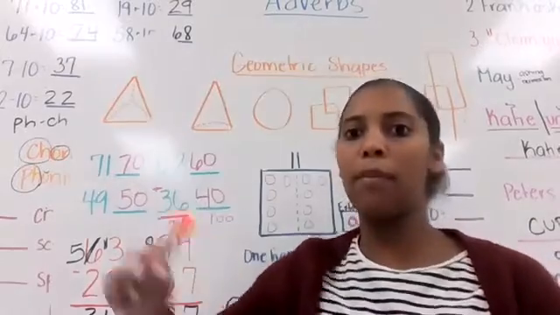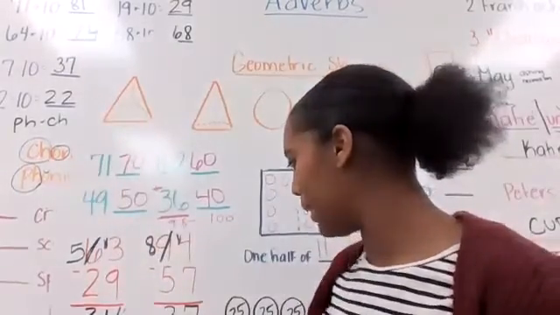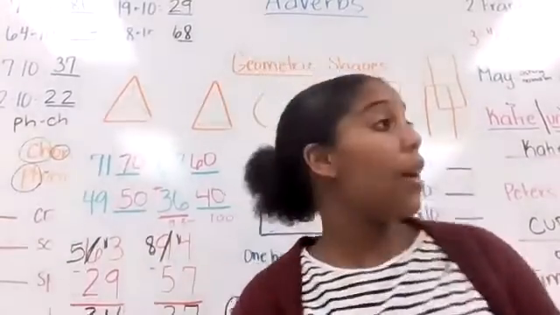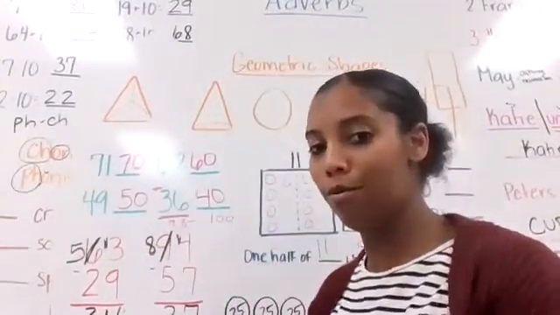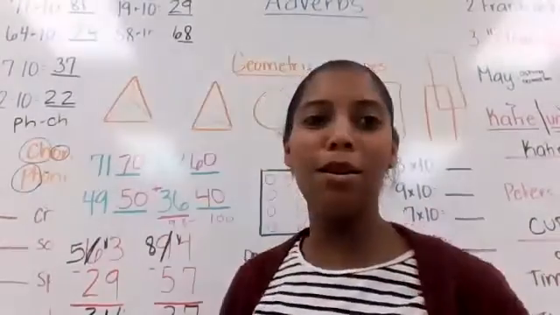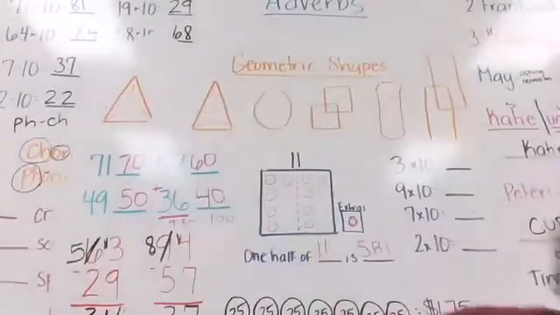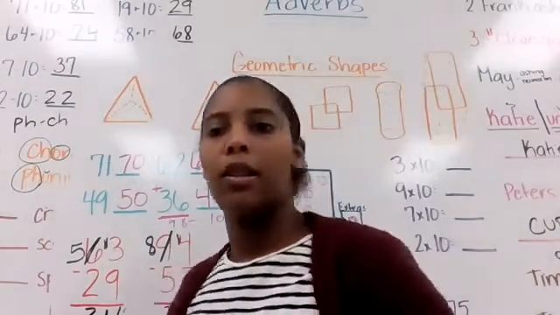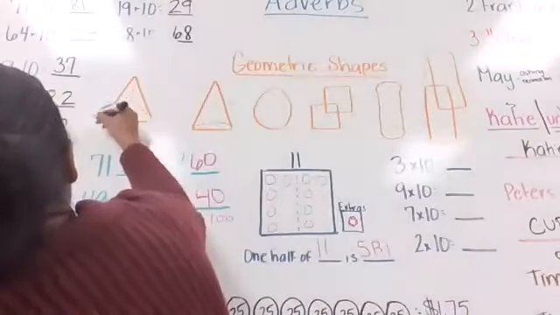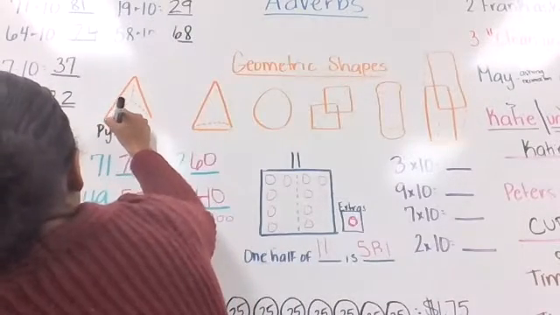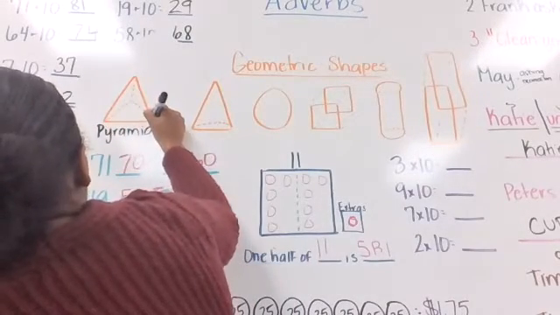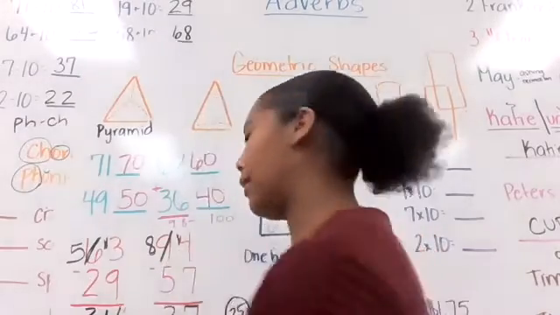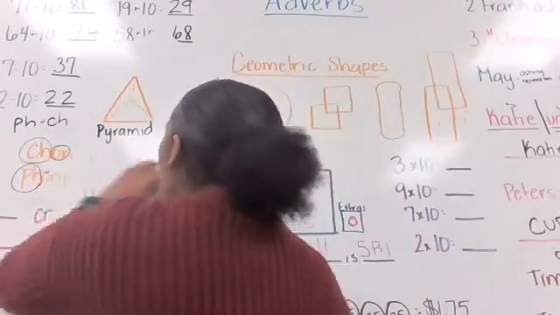Okay, so anybody can tell me the next one. What is this shape here called? Anybody? Evan? Cone. Not a cone, that's the next one. Anybody else? Oh, this is a pyramid. A pyramid.